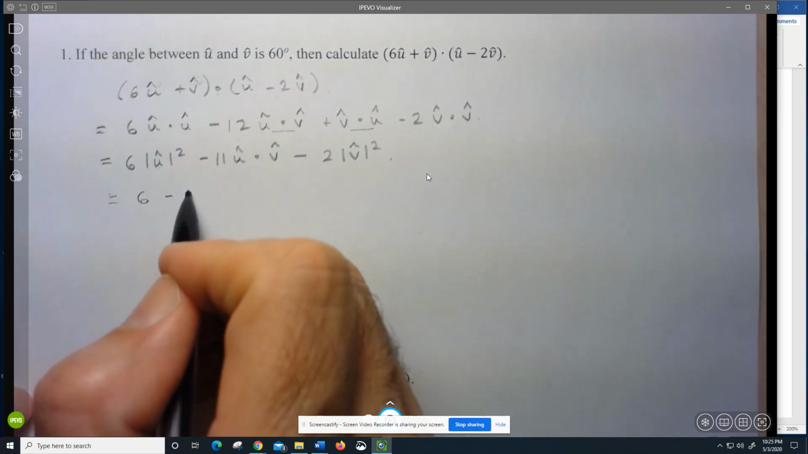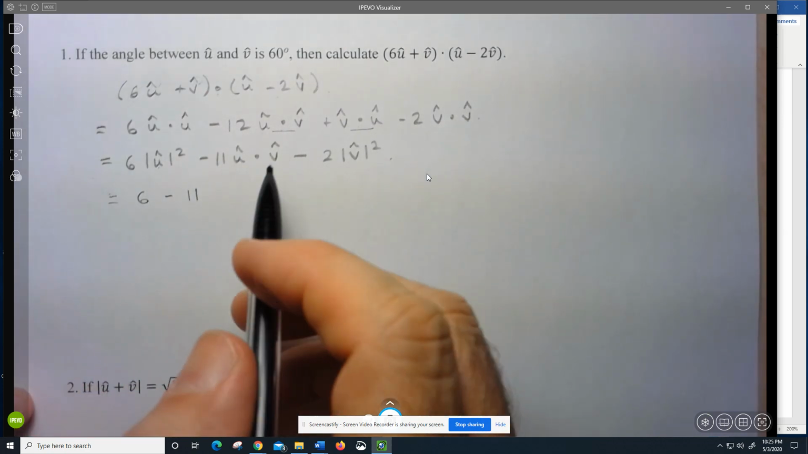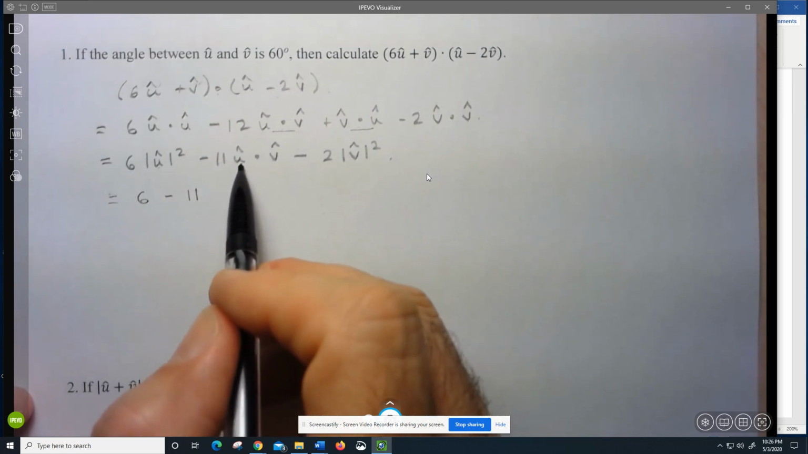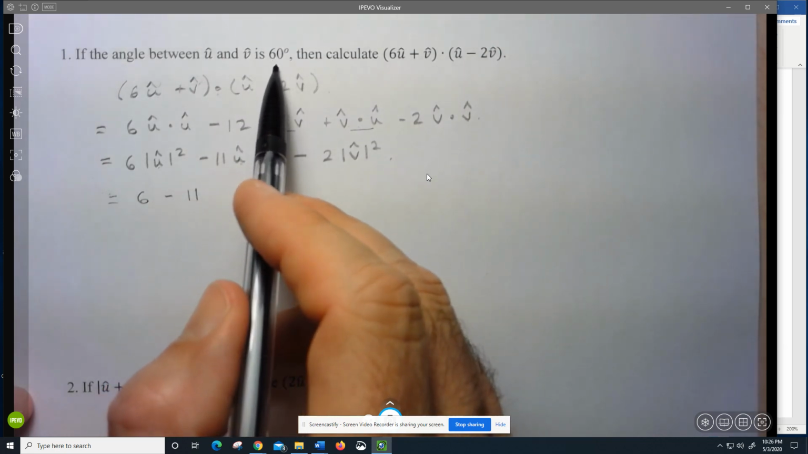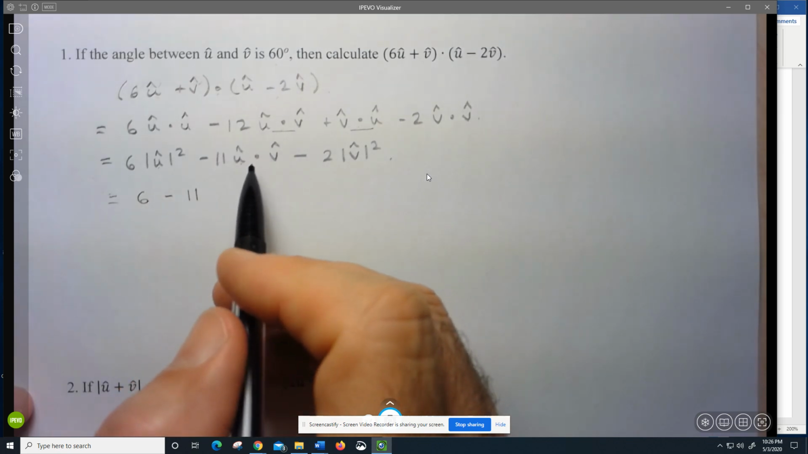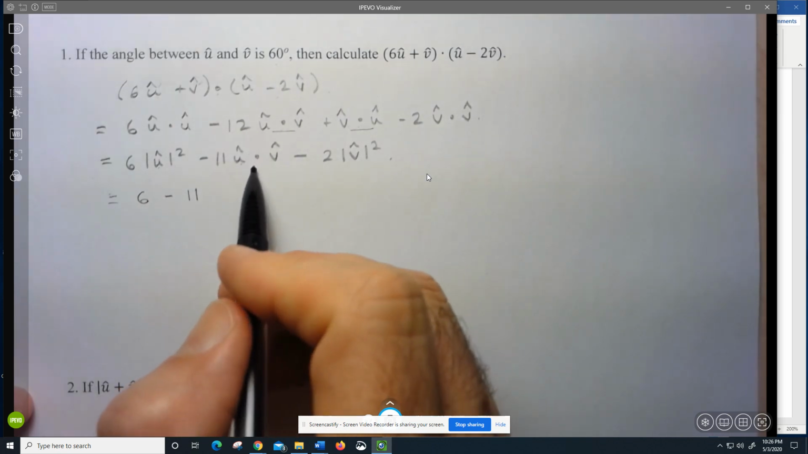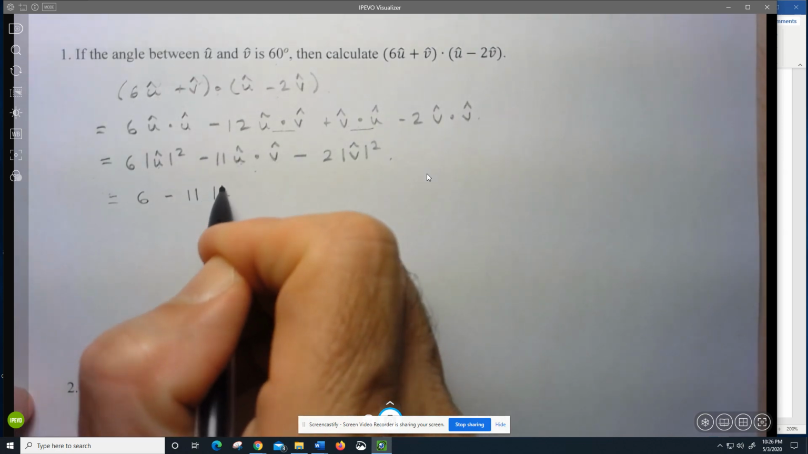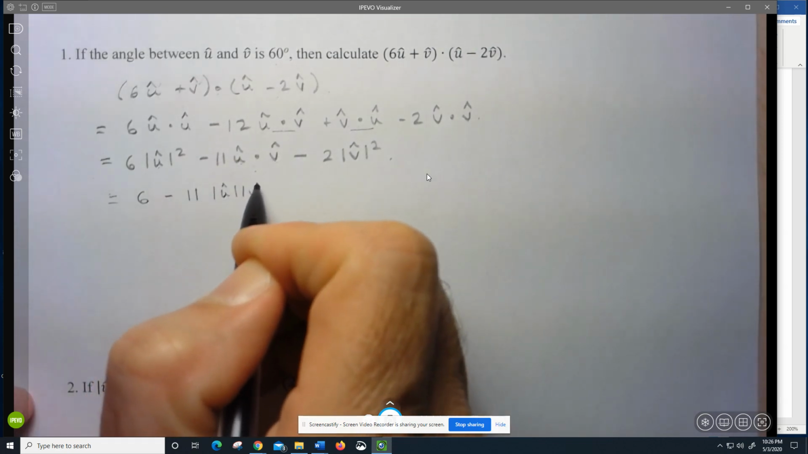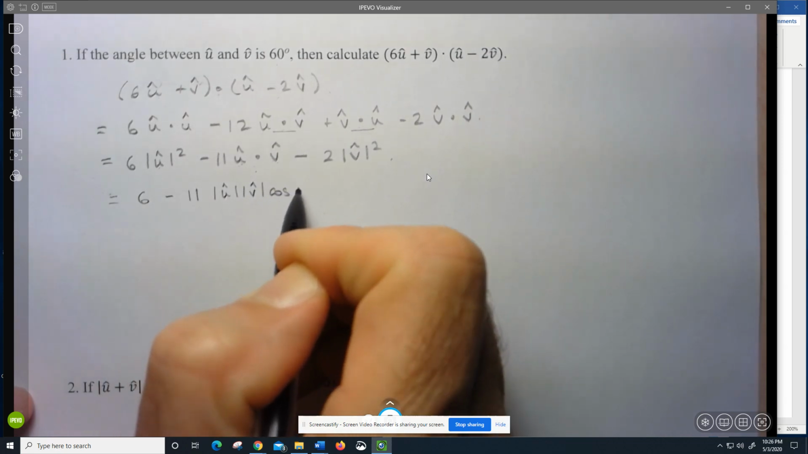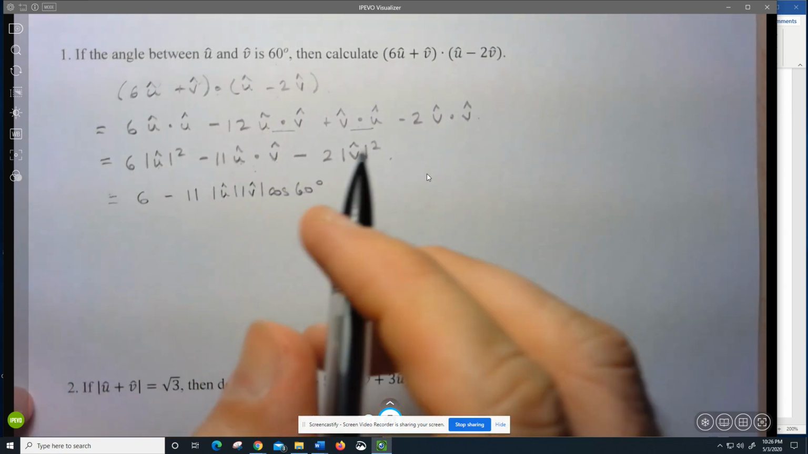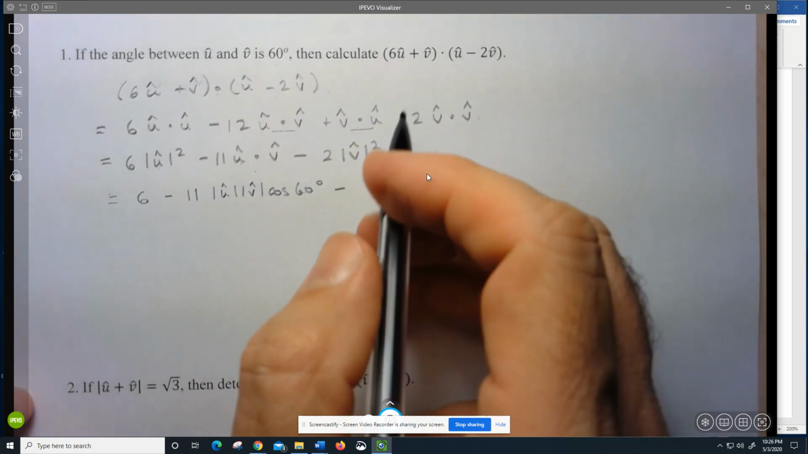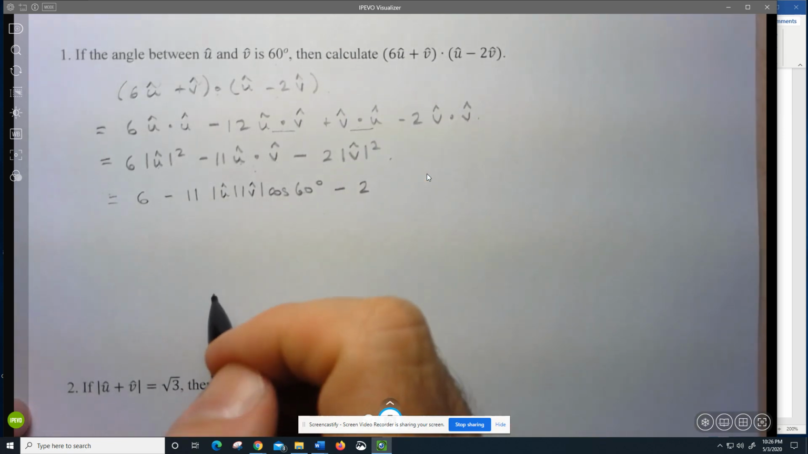Minus 11. Well, wait a minute, u dot v. I know the magnitudes of the vectors, and I know the angle between them. I can apply my geometric definition to this dot product. We know that u dot v is going to be equal to the magnitude of u times the magnitude of v times the cosine of the angle between them, which we're told is 60 degrees. And then here again, the magnitude of v squared is still 1, so minus 2.